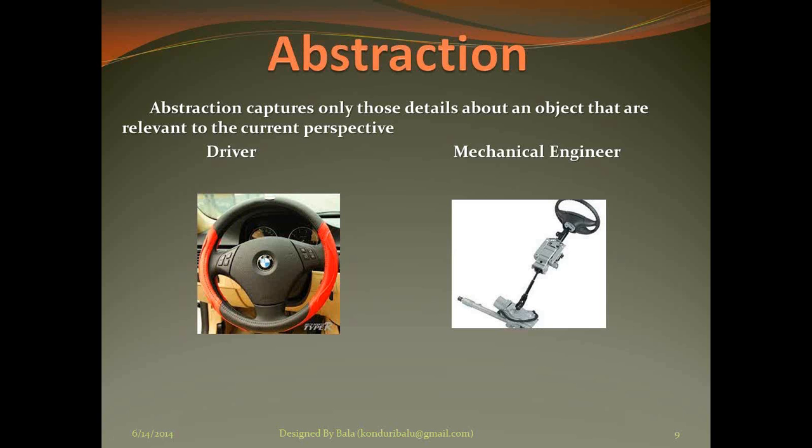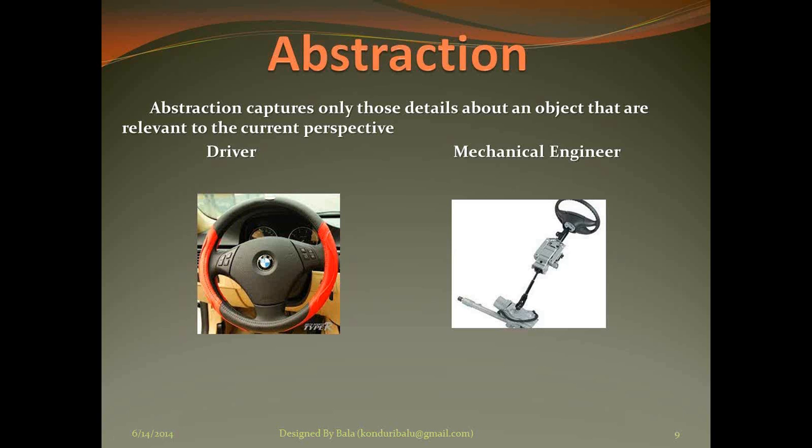This levels of hiding is nothing but abstraction. Now let's go to the definition. Abstraction captures only those details about an object that are relevant to the current perspective. For a driver, what is it going to capture? Only the steering, right? Just directions: turn right or turn left. Go to left or right, right?